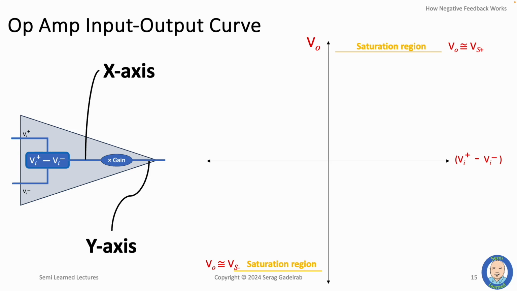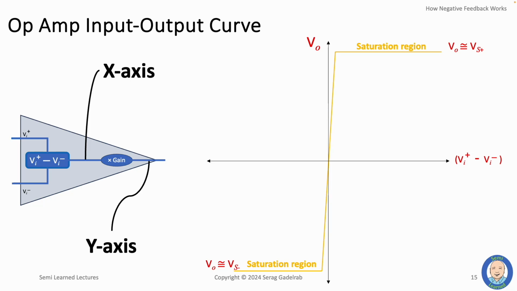Now, all of this leaves us with a very, very small region where the difference between the two input terminals is so small that when that small difference is multiplied by a massive op-amp gain, the resulting number is still within the range of the supply voltages of the op-amp. And for that tiny region, we have a proportional relationship between the difference of the two input signals and the output voltage.